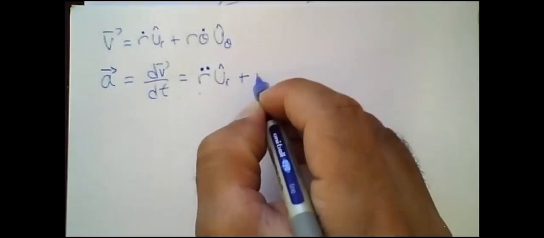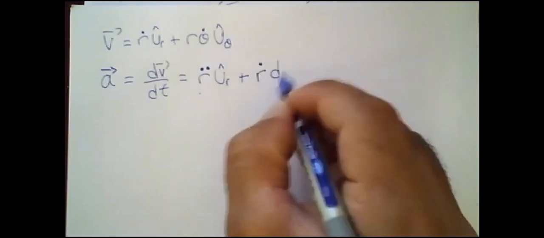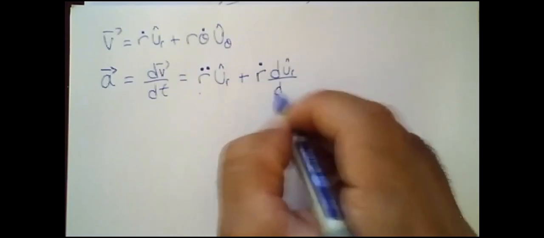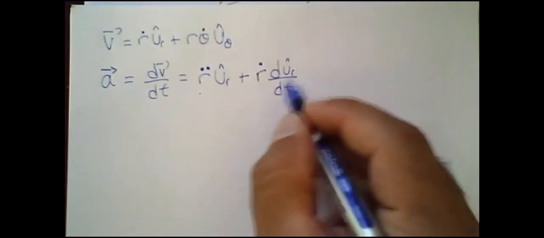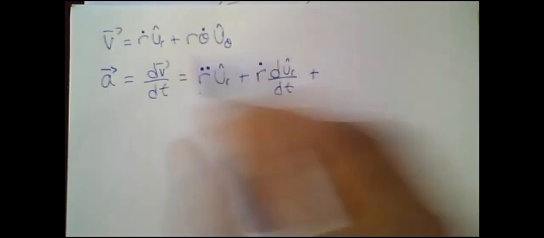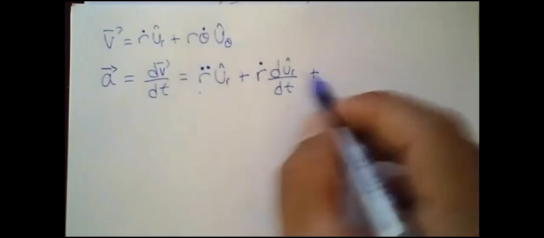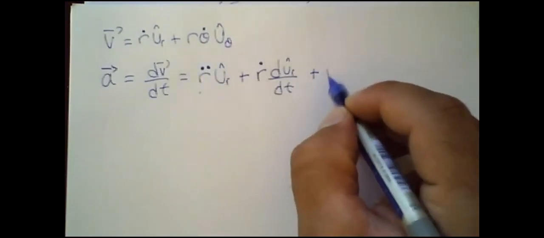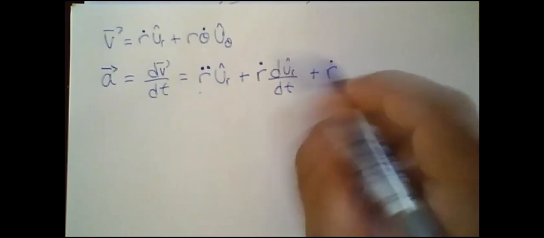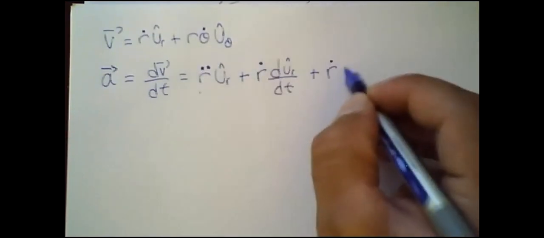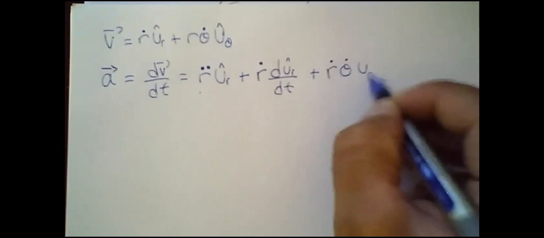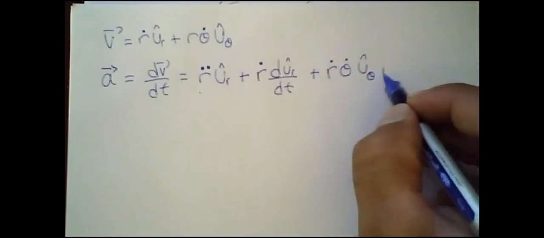Wait a moment, you forgot something here. So UR is changing, like the other one, right? Yep. So R prime dUR dt. Okay, we'll revisit that. Now we're going to go here. So what do I get next? R theta double prime U theta. Okay, let's start with the first. R prime, yes. R prime theta prime U theta plus what?